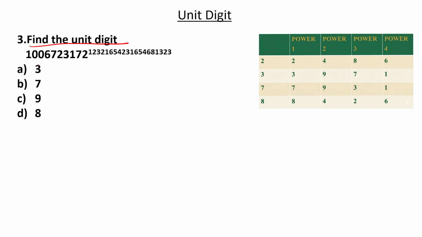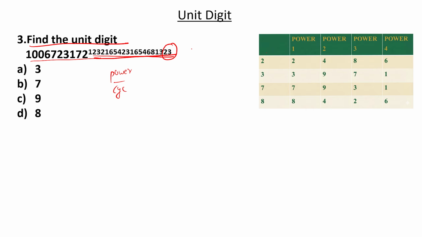Find the unit digit of the value. It seems so enormous that it is even bigger than my phone number, man. Okay, whatever it is, let's get into it. So here dividing the power by cyclicity will be difficult because the number is so big. In this kind of situation, all we need to do is check whether the last two digits are divisible by 4 or not.